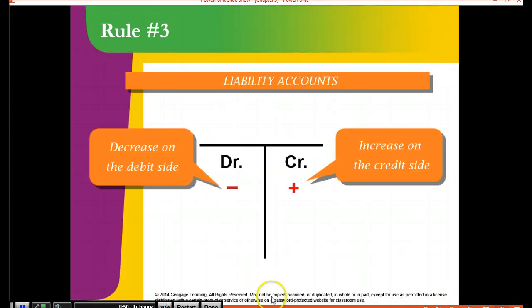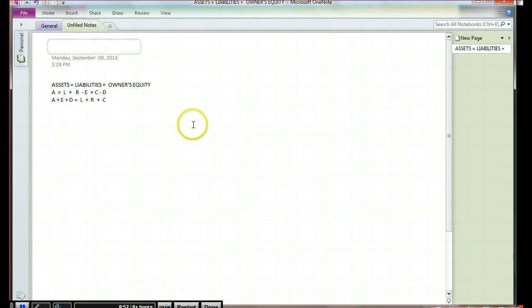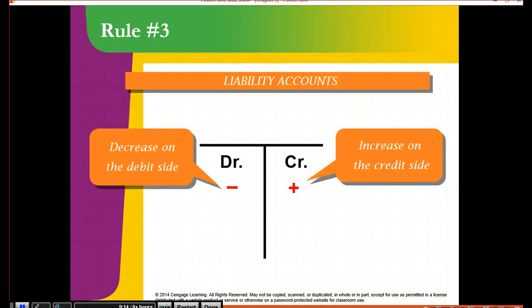Okay, let's look back at our note page here. Liabilities, where are they at? They're over here on the right, right? They're positive on the right. So what happens if I take liabilities to the left of the equal sign? It would become a negative. So it means liabilities decrease on the left, and because they're on the right, they increase on the right. Okay, so notice how the signs are reversed in this case. Because liability accounts are on a different side of the equation, a credit will increase a liability and a debit will decrease a liability.